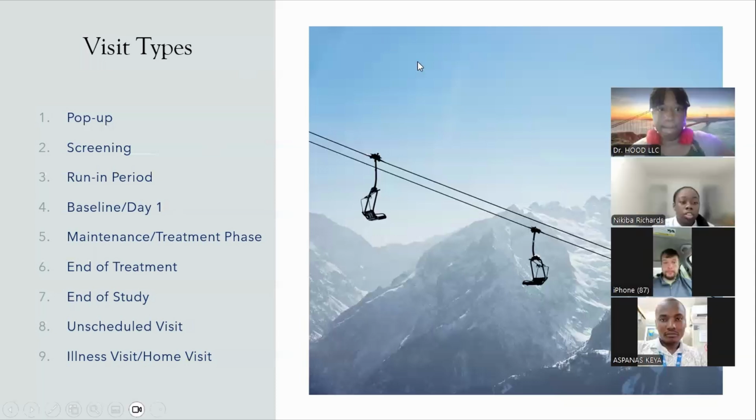Yes, I do have a question. Max, which therapeutic areas do you typically see a run-in period in? I've worked in oncology, but typically those drugs are very expensive and sensitive, and I've never seen a run-in period, or maybe we just never called it that.